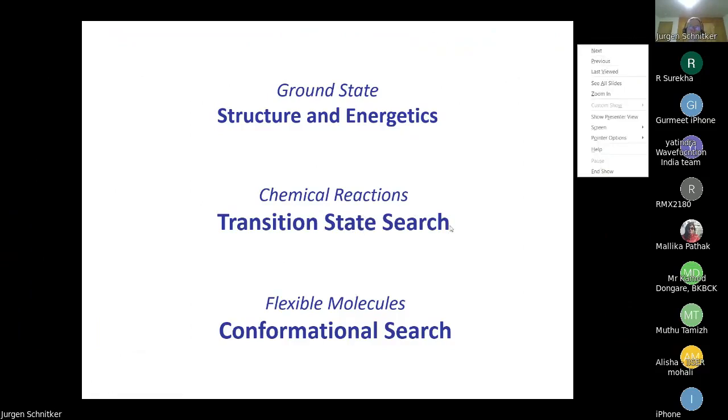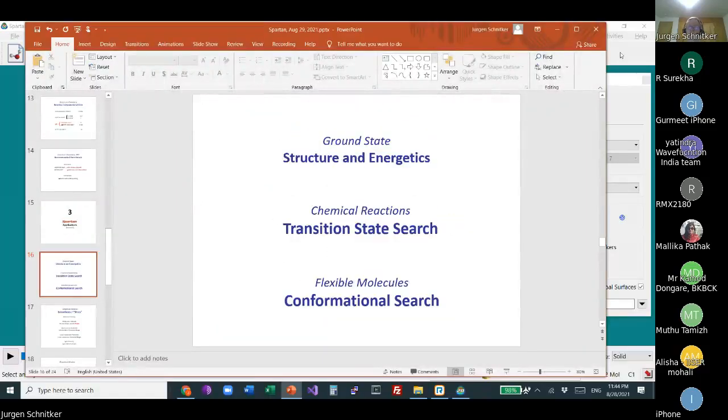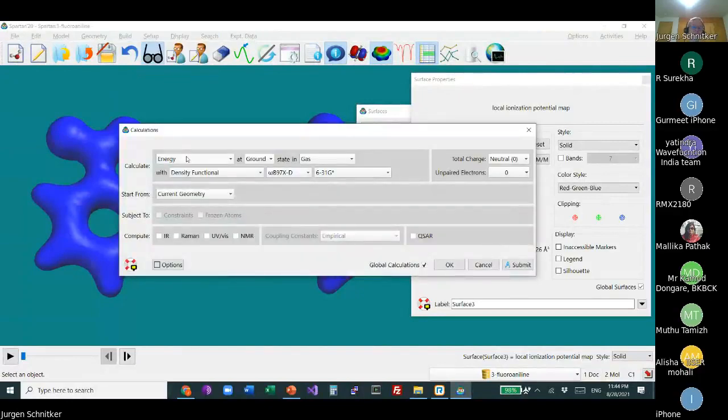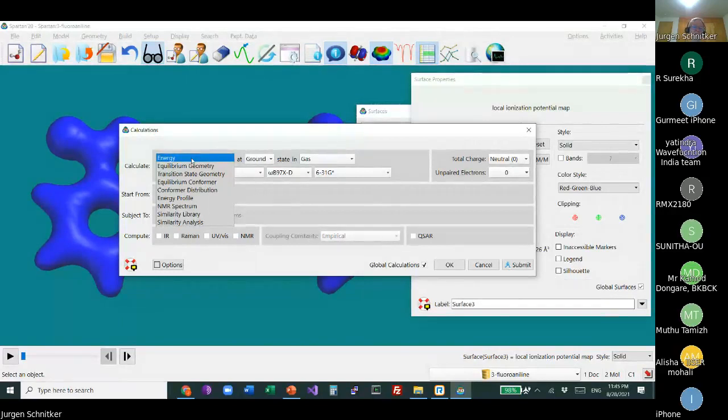So on the topic of finding transition states, before I create the new model, I simply show you here in the calculation dialog the various options you have. So this sort of maps onto what I had on my slide. Energy, so that's a single point, given geometry as the user defines it. Equilibrium geometry, go energetically downhill. Transition state geometry, that goes energetically uphill.